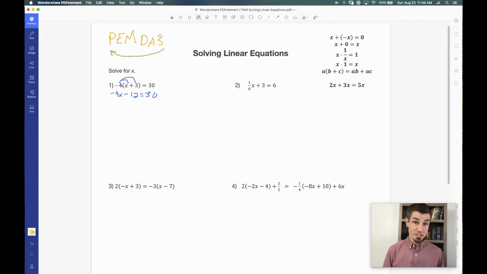We're going to deal with addition and subtraction first, then multiplication, division, then exponents. Then if there's any lingering parentheses, we could take care of that. So in this case, we have -12.